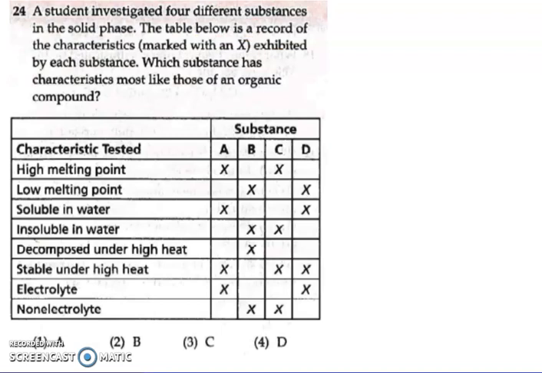24 is asking you, do you know the properties of an organic compound? Organic compounds have low melting points. Organic compounds are generally insoluble in water. Organic compounds generally decompose under high heat. Organic compounds are typically not an electrolyte. So you go through there and figure out which is the best answer of the bunch.